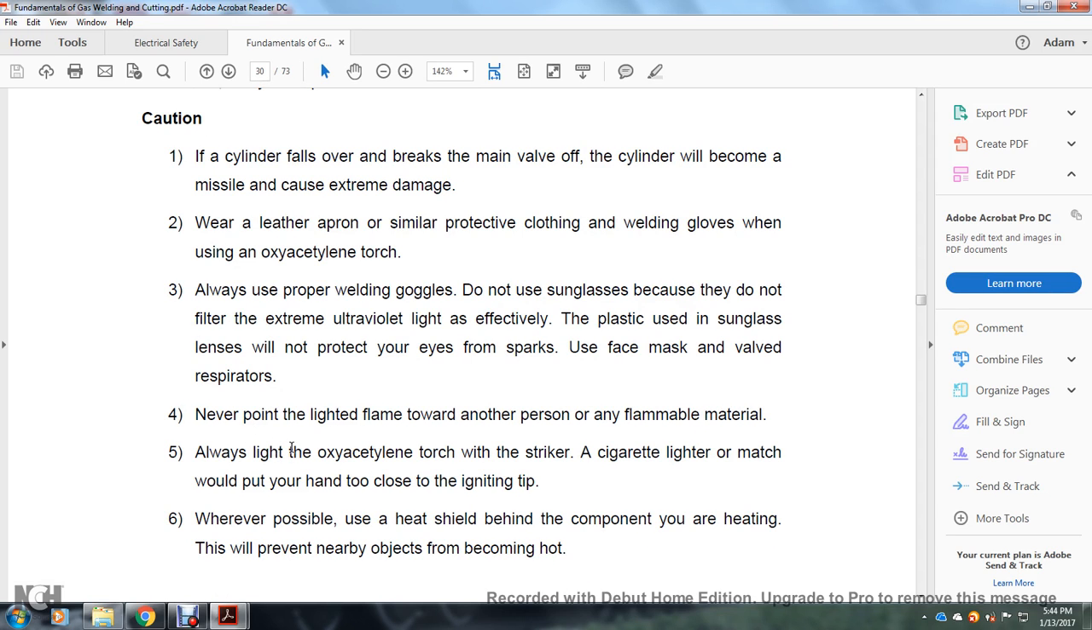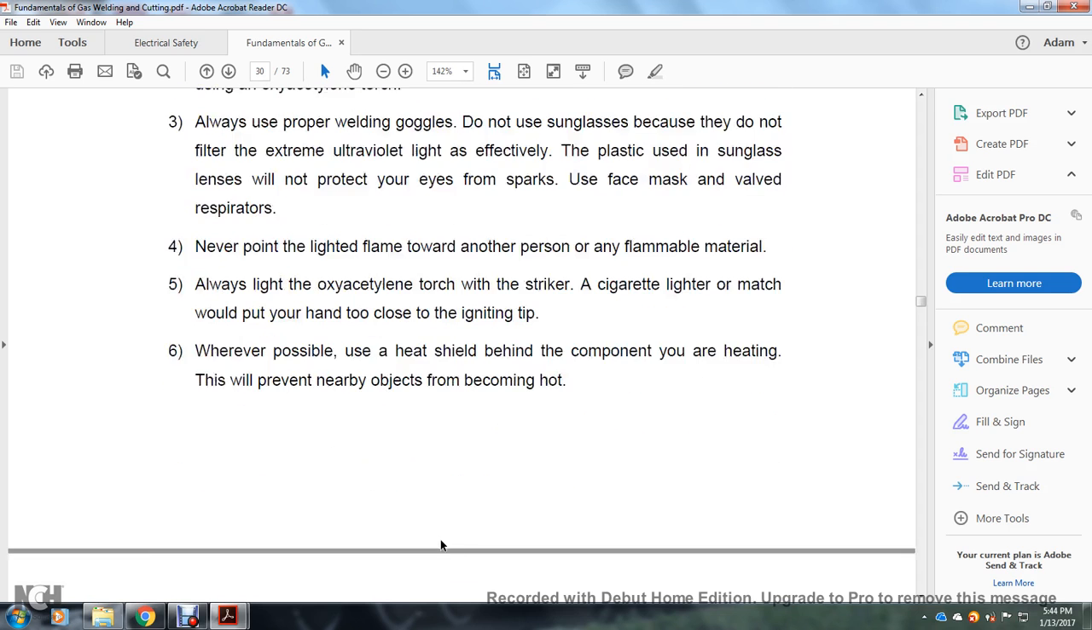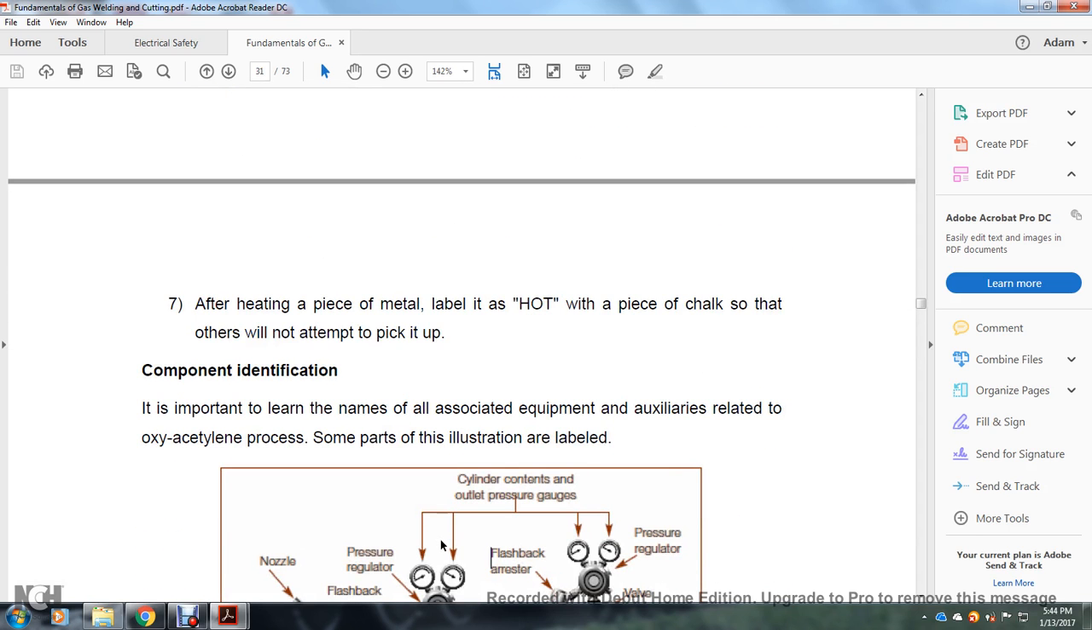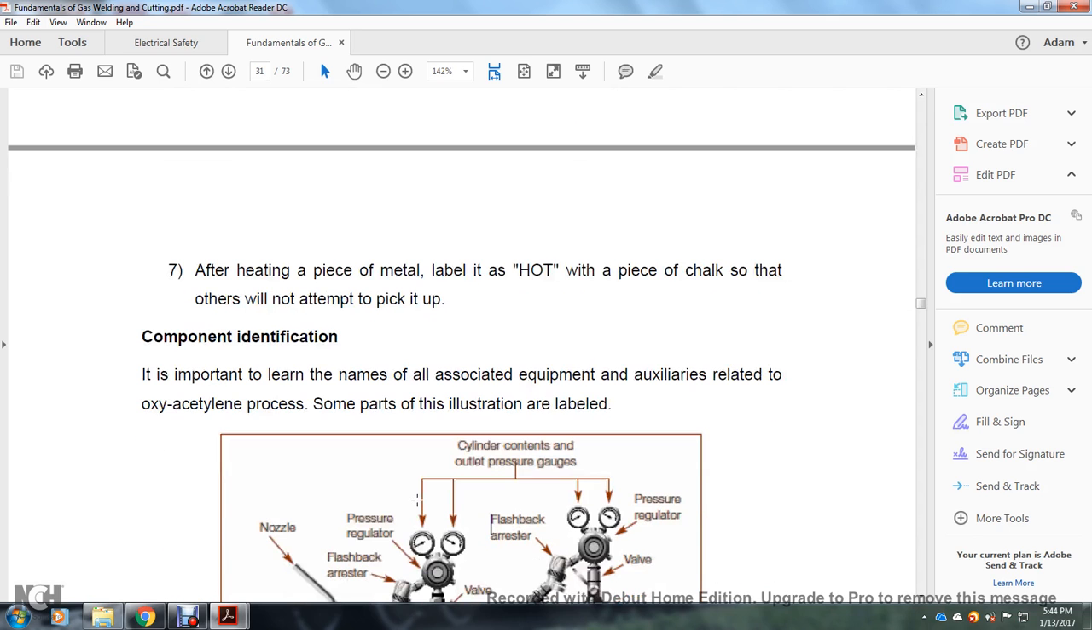Always light acetylene torches with a strike of the cigarette lighter, and then put your hand to the close of the ignition tip. Whenever possible, use a heat shield behind the component that you are heating to prevent nearby objects from becoming hot. 7. After heating a piece of metal, label it as hot with a piece of chalk so that others will not pick it up.